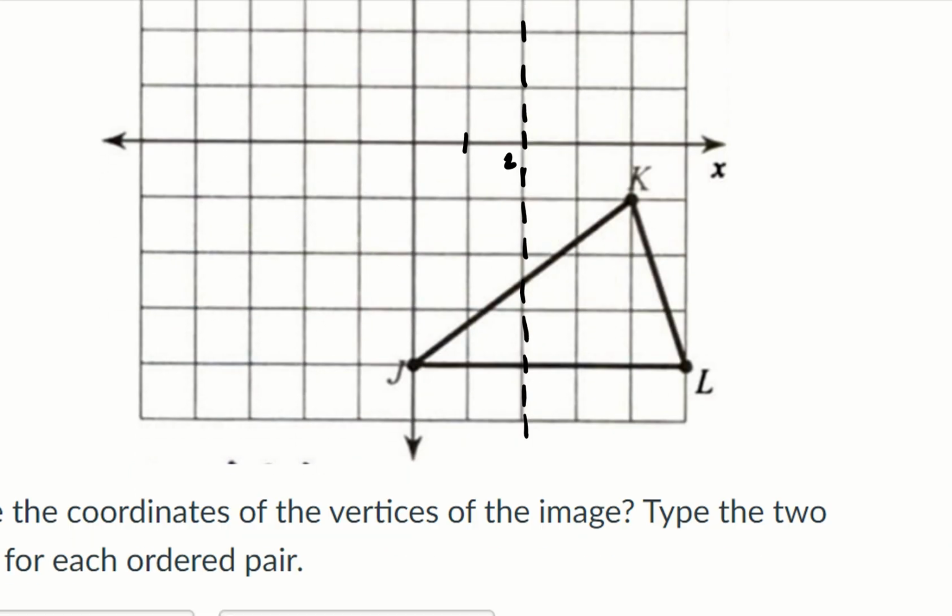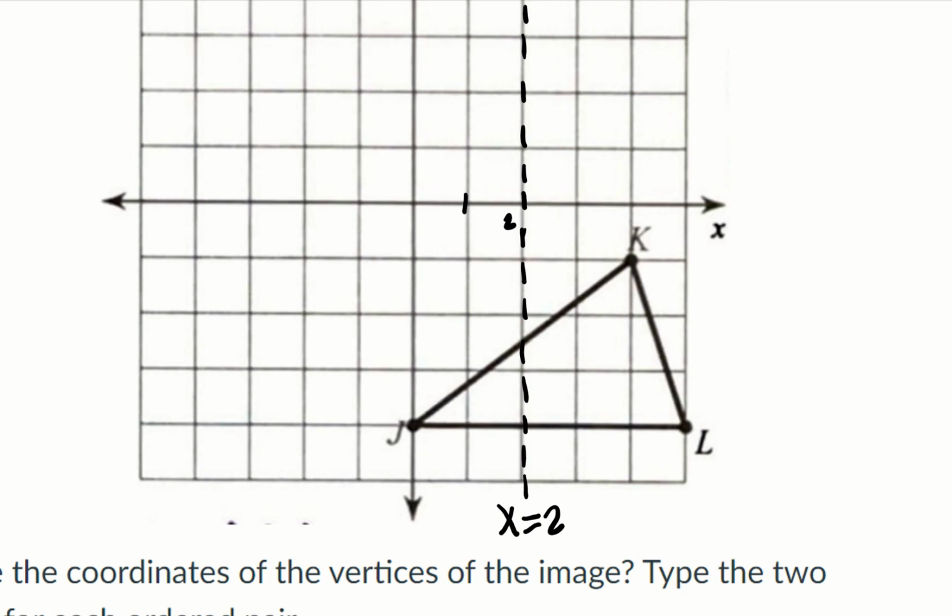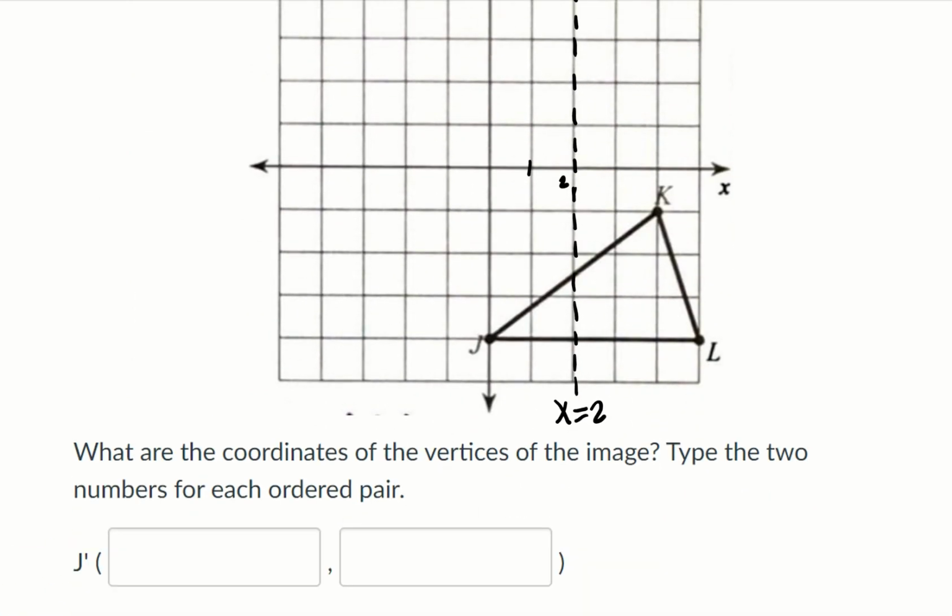Okay, and so this is the line x equals 2. And so now we want to reflect about that. So we know that J is 2 units across from x equals 2. And so it's going to be 2 units across on the other side. So that's over here. It's going to be my J prime. And then L is 3 units across, so it's going to be 3 units across on the other side, over here, L prime. Then we have K is 2 units across, so it's going to be 2 units across on the other side.